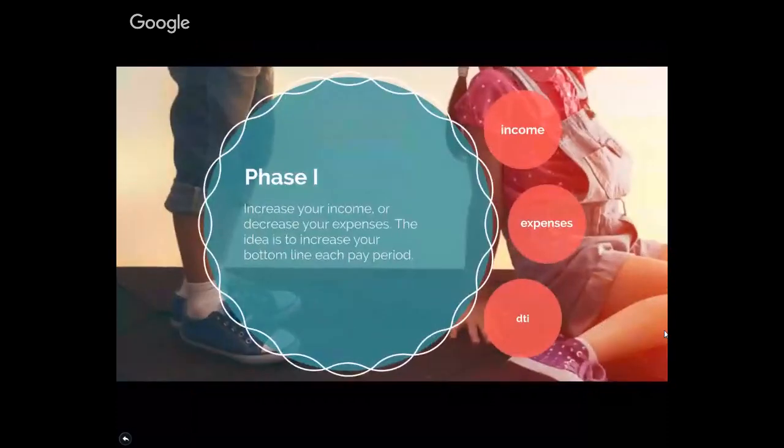So moving forward, we're now going to go into phase 1. Everything before has been a small recap of what it is to set up and start your budget. In this phase, we find our leaks, find our ways around our budget, and make sure it's going to work for us. With this in mind, you can either increase your income or decrease your expenses, because the idea is to increase your bottom line for each pay period. That's what I mentioned earlier, that you don't want to zero out.